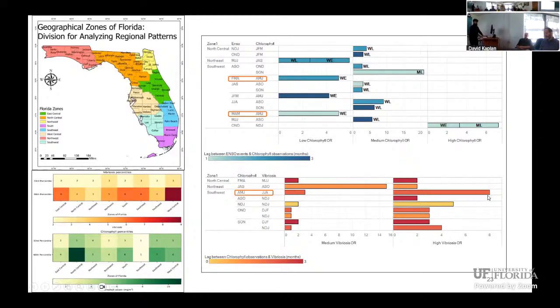And there are like 8 times the chances. If the ENSO happens, the chances of getting Vibrio in June, July, August are 8 times higher than if the ENSO didn't happen. So that's the link between the ENSO to chlorophyll, chlorophyll to Vibrio.